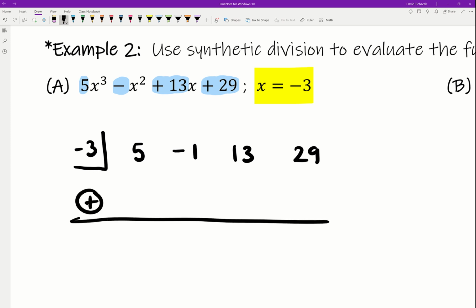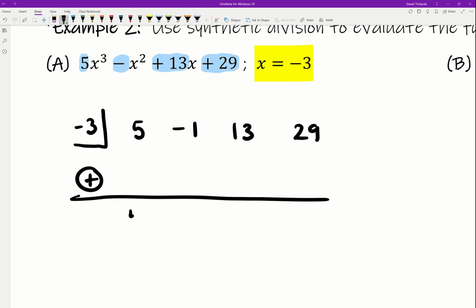Okay, and then just again to prove to you that this is supposed to be a process that's supposed to go really quickly, let's just go through that really quickly, right? So I'm going to drop the 5, multiply my -3 times 5, and that is going to give me -15. Add the columns, so that's -1 plus -15, so that's going to be -16.